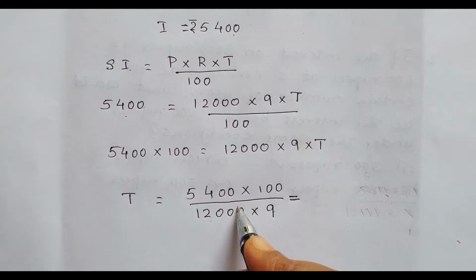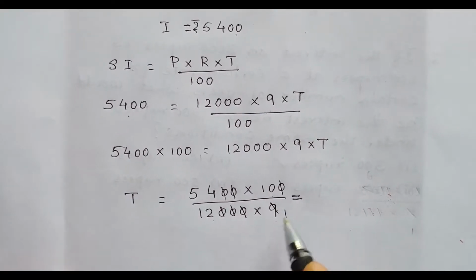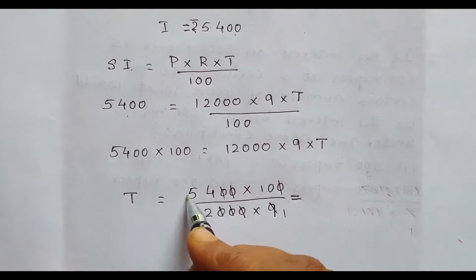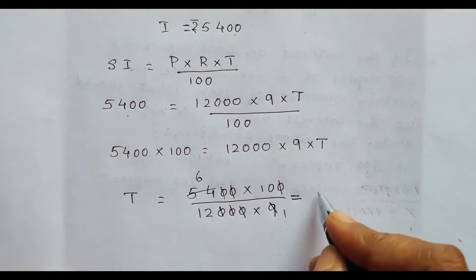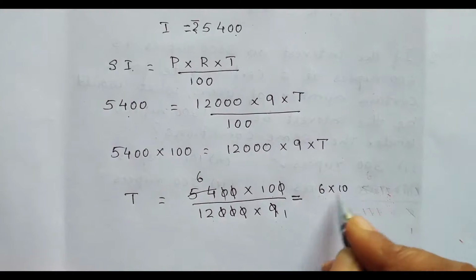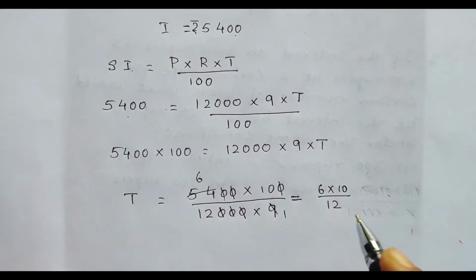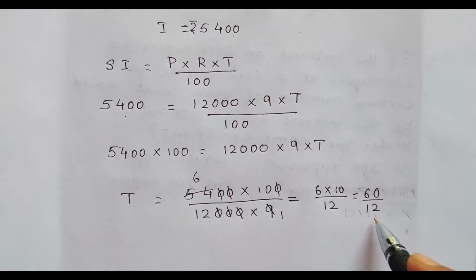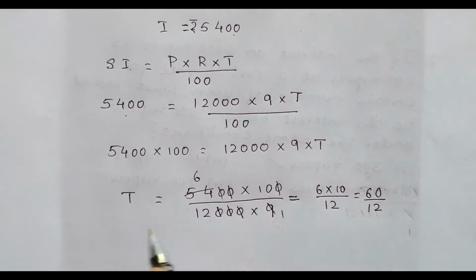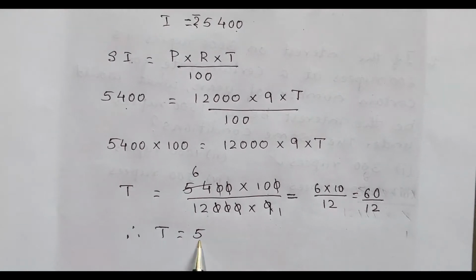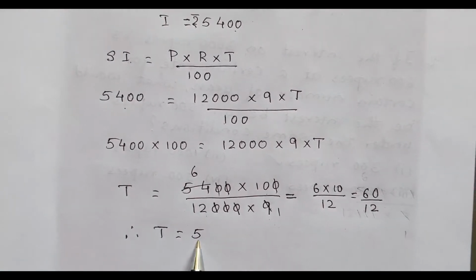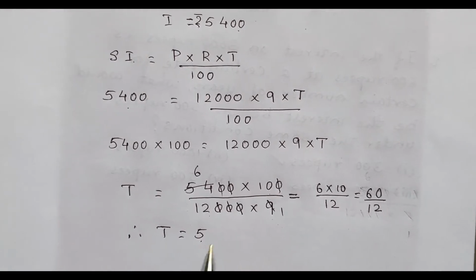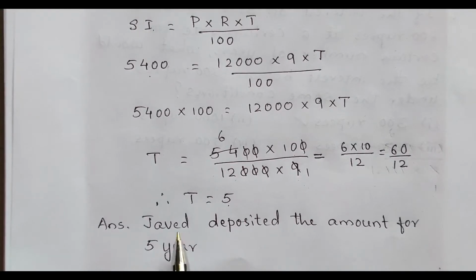Let's cancel the zeros, and 9 one time is 9 and 9 6 times is 54. So we get 6 multiplied by 10 divided by 12. That is 60 divided by 12. 60 divided by 12 is 5. Therefore we get T is equal to 5. That is, Javed had deposited the money for 5 years. So your final answer is Javed deposited the amount for 5 years.